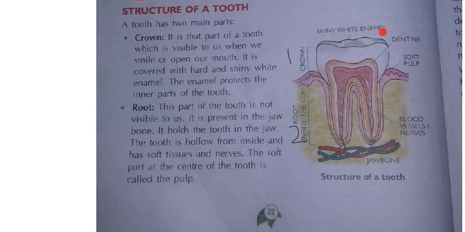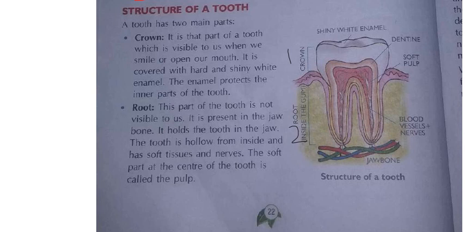What will this enamel do? It will protect the root of the tooth. Okay, the inside part, this enamel will protect. Now moving to the second part, what? Root. Where is it present? In the jawbone, but we can't see this root. It is not visible to us. It is in the jawbone, and it holds the tooth in the jaw. In this jaw only, how is this tooth fixed? For that purpose this root is used. If the root is there, only then our teeth will be properly fixed.